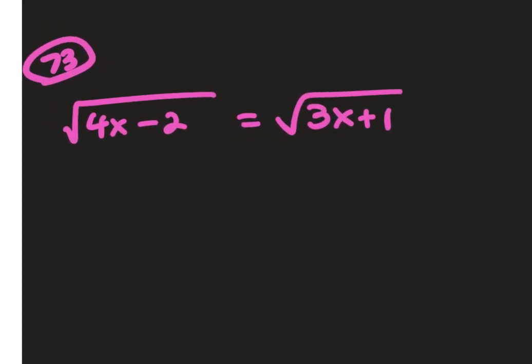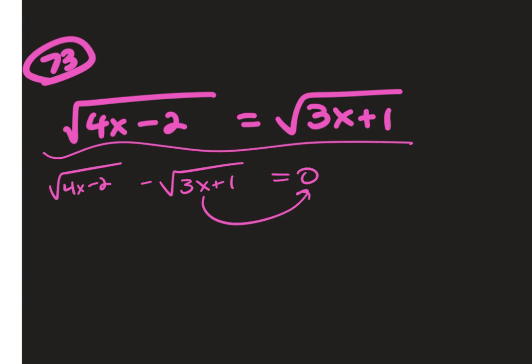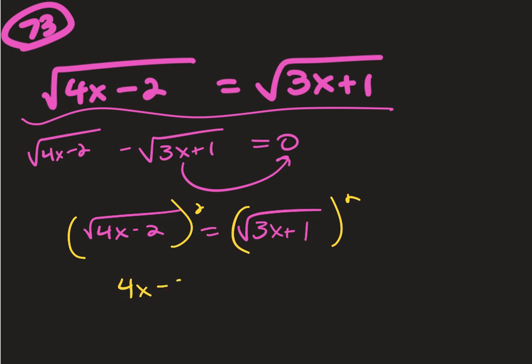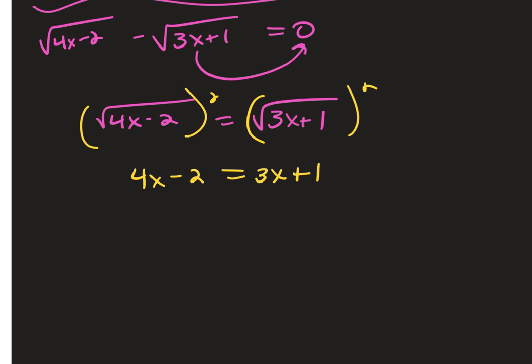Okay, so in 73, there's a square root on either side of the equal sign. Even if they were both on the same side, it could start out like that, and what you want to do is get it so that there is one on either side of the equal sign. So I would move that over. And then once you have it that way, there's only the square root on either side, so I can square both sides of the equation, and it actually eliminates my square root.